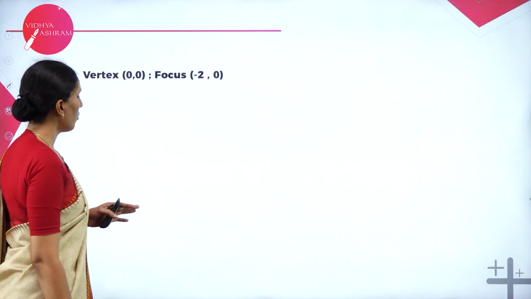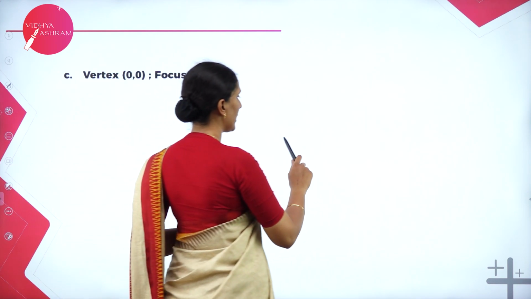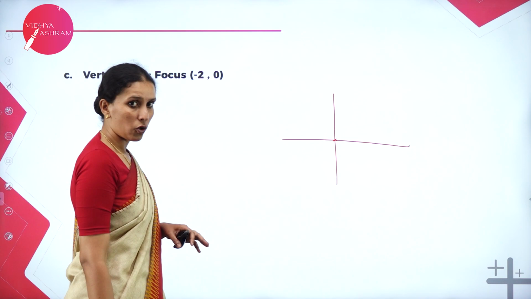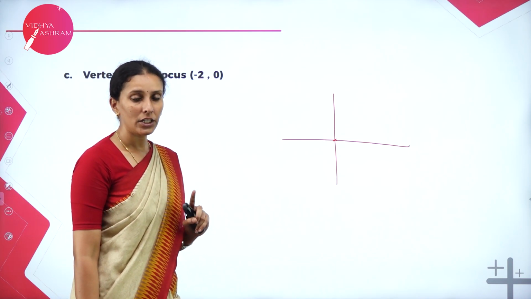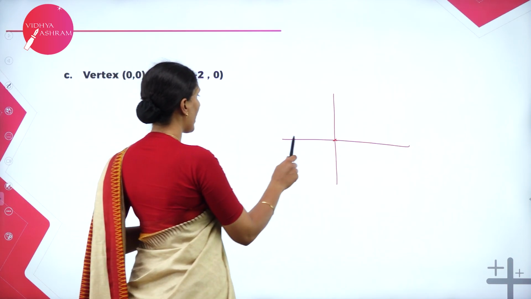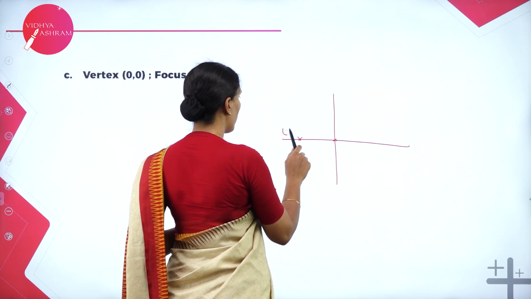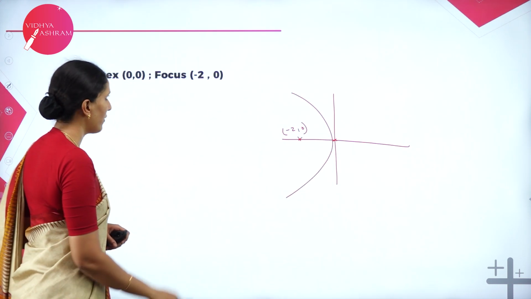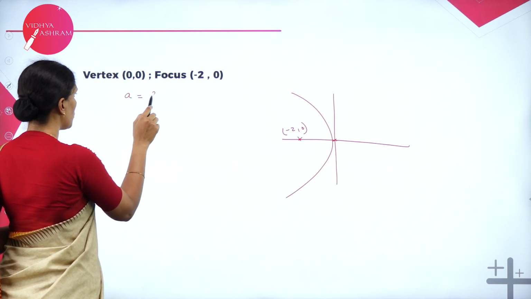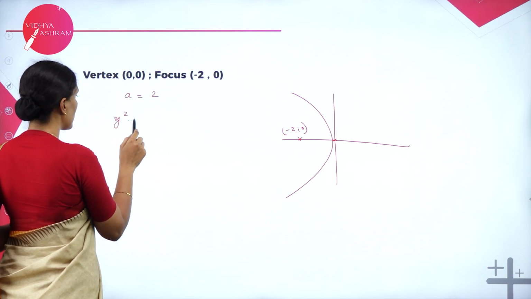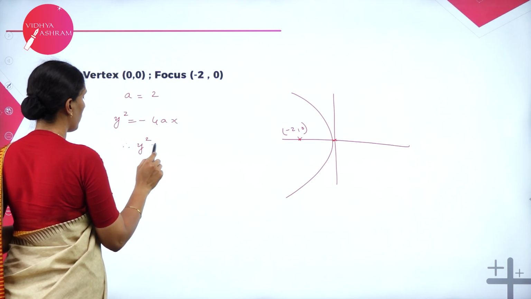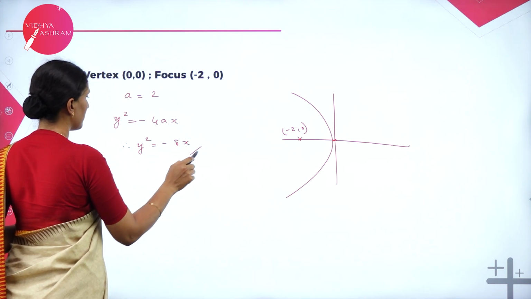Next one, focus minus 2 comma 0, vertex 0. Obviously the vertex of the parabola is always at the center, 0 comma 0. We just need one condition, that is a. So minus 2 comma 0 means here the focus lies here and hence the direction is like this. So therefore value of a is 2, y square is equal to minus 4ax. So therefore y square is equal to minus 8x.